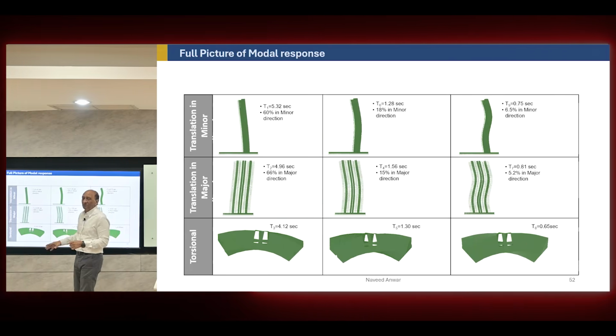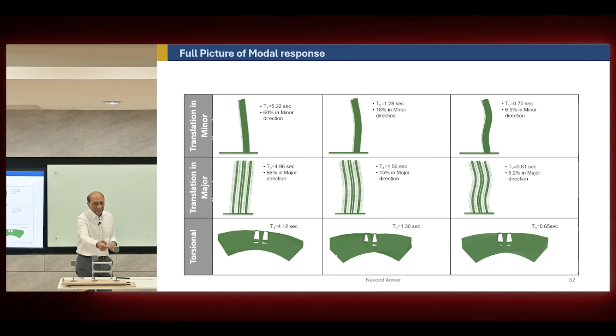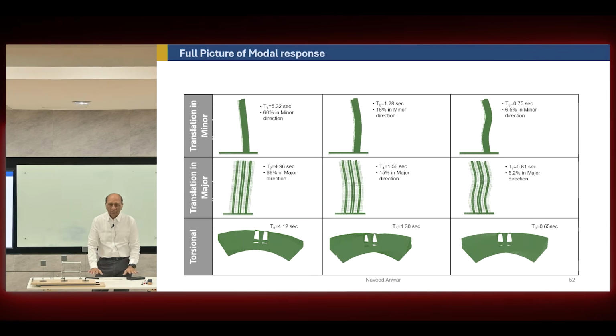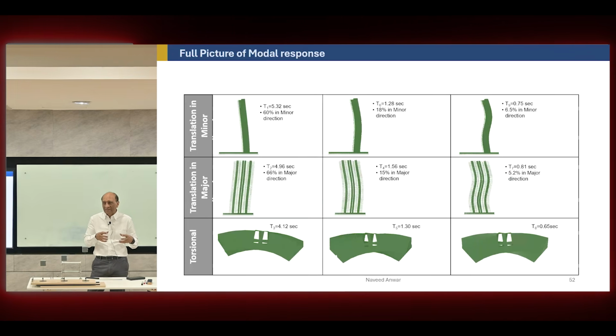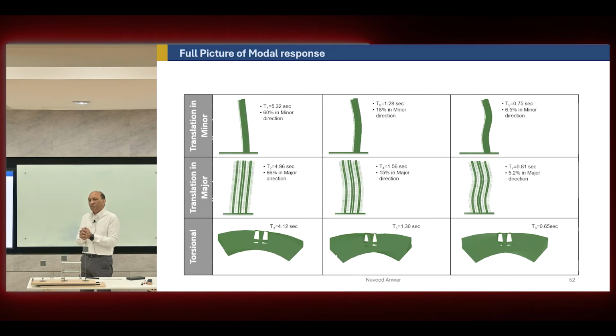Percentages is the percentage of mass participating in that mode. So in this case, 100% mass is moving because there's only one mass. But if there are many masses here, then in that mode, not all the mass is moving. Some mass close to the base is not moving. Some mass is not going to move much in the X direction, it will move in the Y direction, right? So that is the mass participation ratio. We must check this one.